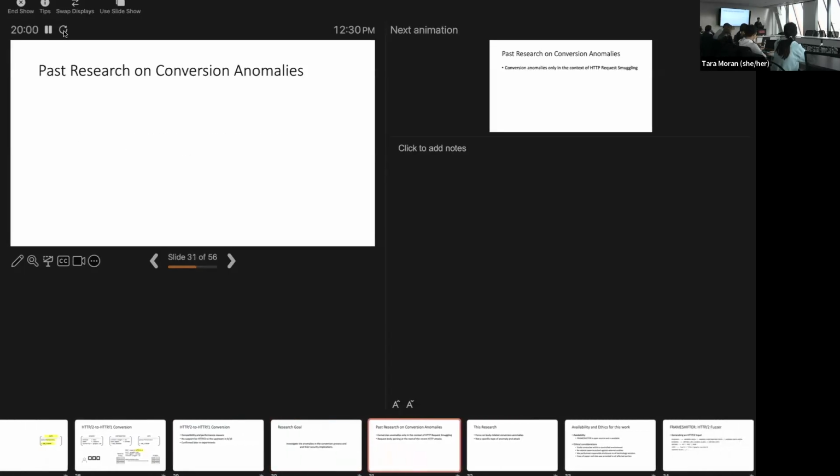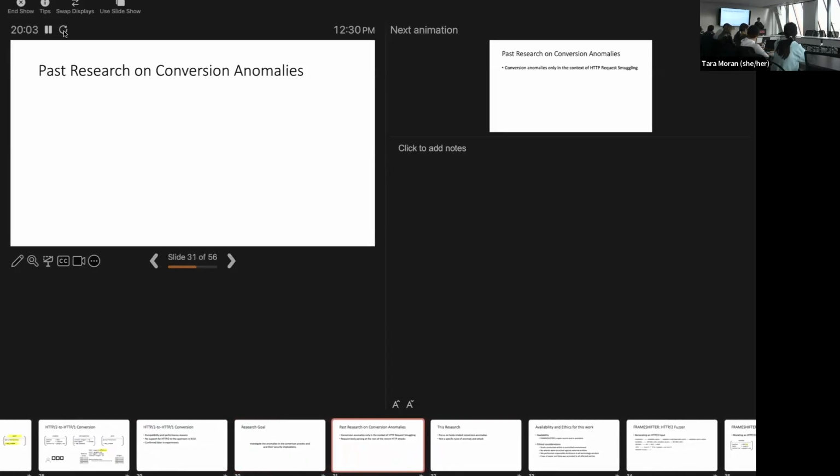So past research on conversion anomalies did exist, not scientifically, but people have looked at this in very specific cases or in the context of HTTP request smuggling, right? They looked at this and they found out, hey, okay, this is possible, attacks are possible, so we knew this, but they didn't actually systematically look at many technologies and look at this in a more scientific way, right?